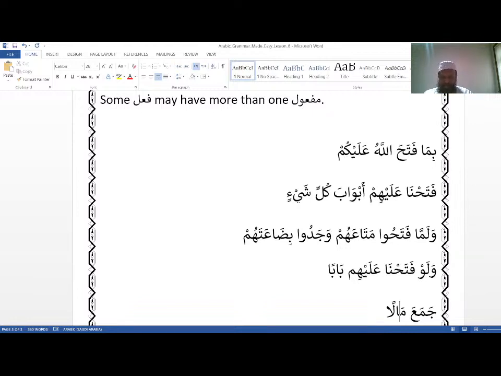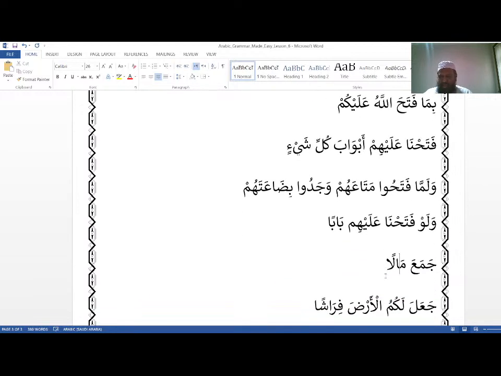Let's look for the maf'ul. Do you have any isms after the fi'l? Yes, we do. That ism is in nasb case, having fatha. Why is it two fathas? Why is it tanween? Because it's an indefinite word. Now we can translate. We found the fi'l, the fa'il, and the maf'ul. He gathered wealth.